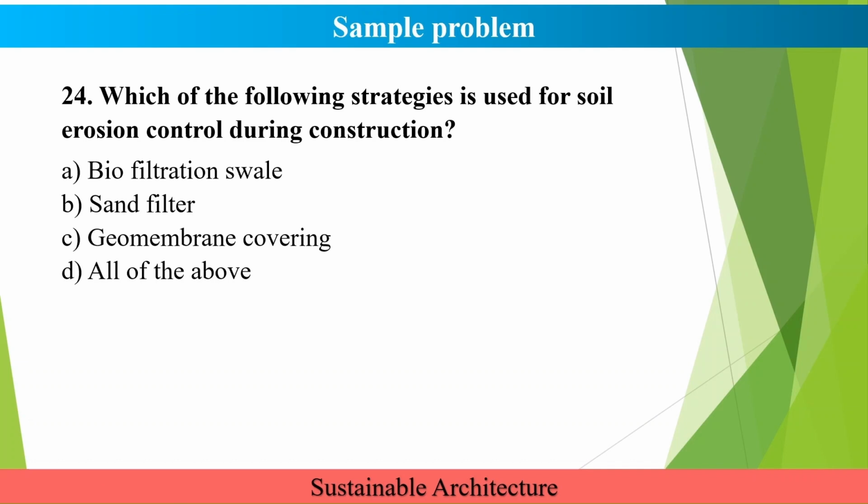Yeah, all of the above is the right answer for this question, because all the strategies mentioned above, that is biofiltration soils, sand filters, and geomembrane coverings, all these methods are employed to manage soil erosion and control stormwater runoff. That is used for soil erosion control during construction. So Surajji and Trusha are absolutely right. All of the above will be the right answer. Is it clear? Yes, sir. Okay, let's move to the next question.